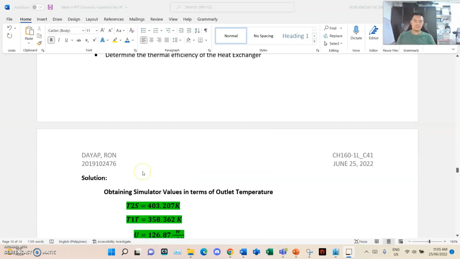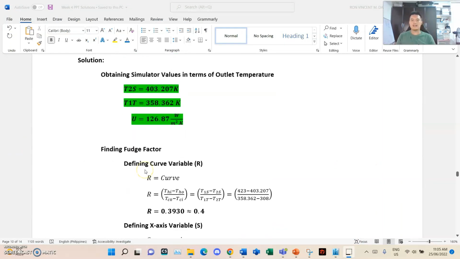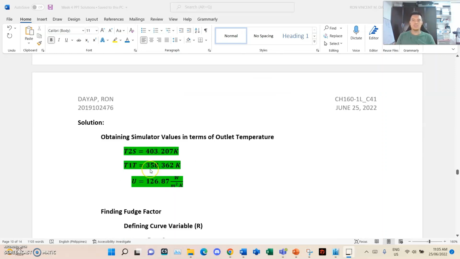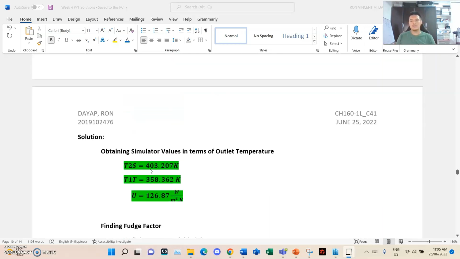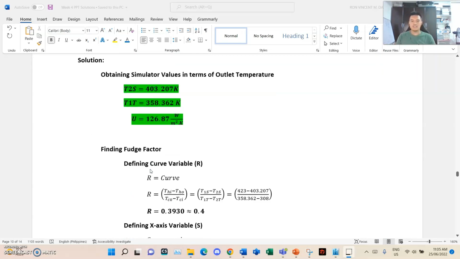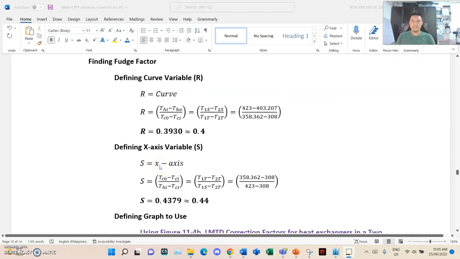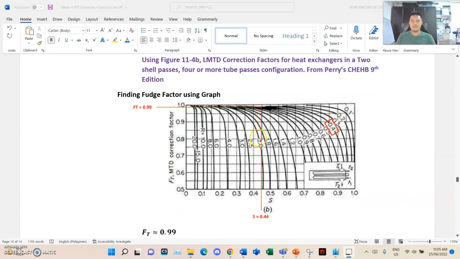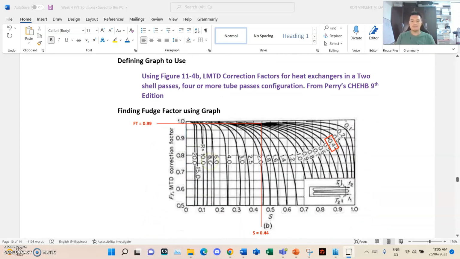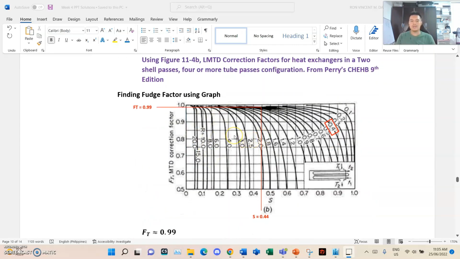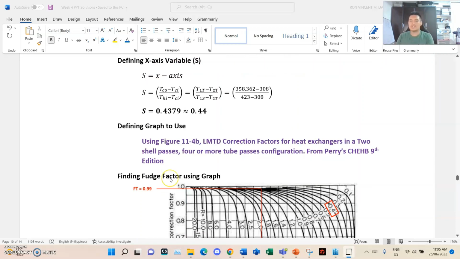in order to start, we need to find the fudge factor needed to truly define the correction of the shell and tube heat exchanger. So the fudge factor can be defined using the graph found in Perry's Chemical Engineering Handbook. But in order to use this graph, we need to find the following parameters. We need to find what type of heat exchanger it is, what is the x-axis, and what is the curve, so that we can find the y-axis, which is the LMTD correction factor or the fudge factor.